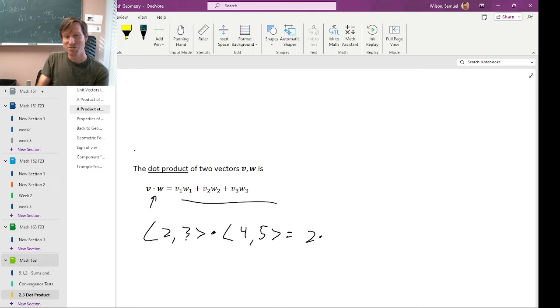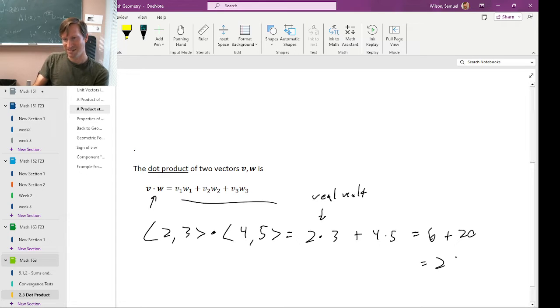So, 2, 3, 4 dot 3, 4, 5 is 2 times 3. This dot here, this is real multiplication. Plus 3 times 4, plus 4 times 5, so that's 6 plus 12 plus 20, so 26. So this is dead easy to calculate. It's not clear if it means anything though.